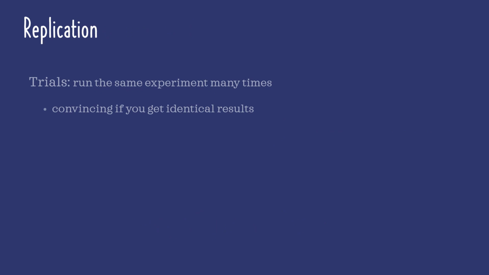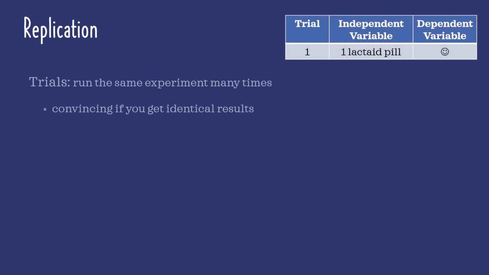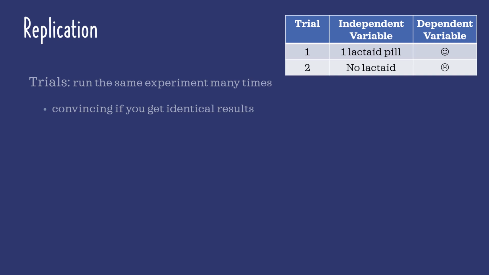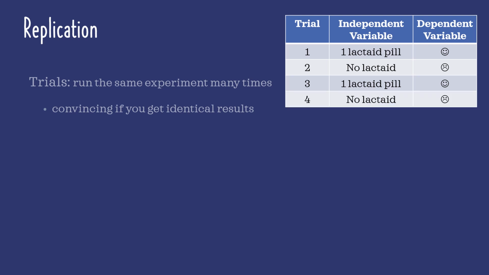Science doesn't rely on a single test. Instead, each experiment is run many times. Each test run might be called a trial. These trials replicate the original experiment, testing what happens when I take Lactaid versus when I do not. Each time a trial returns identical results, you gain confidence in the conclusion.